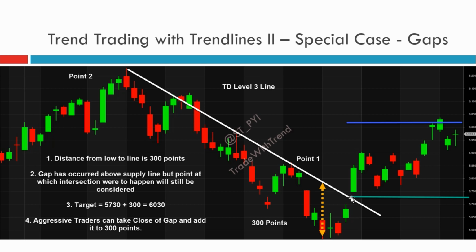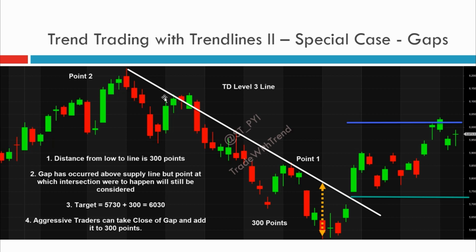So in this particular example, the point of intersection is 5730, and we get 300 points in terms of perpendicular distance. So we add 5730 to 300 and we get a target of 6030. Even this got achieved. All right, so this is all you have to do. Look at the amount of volatility that happens.